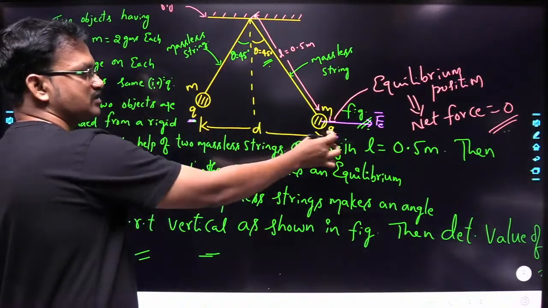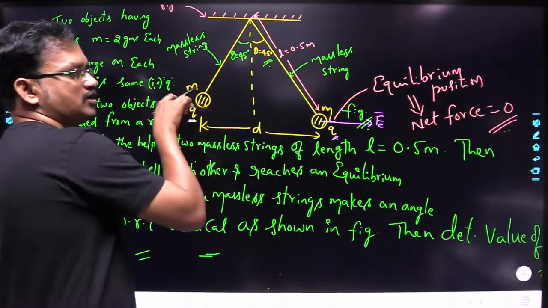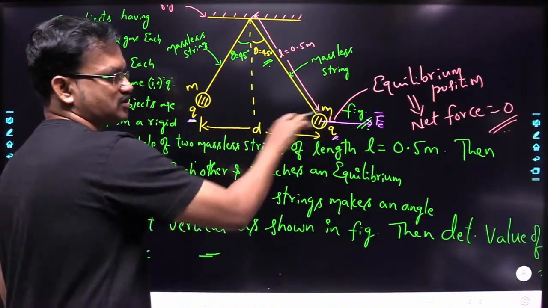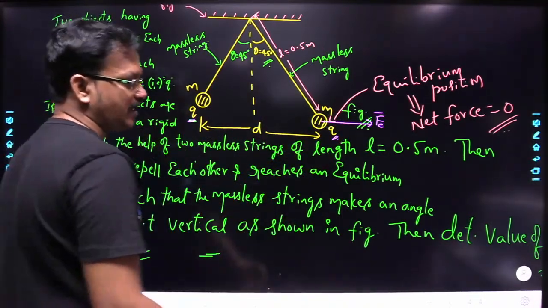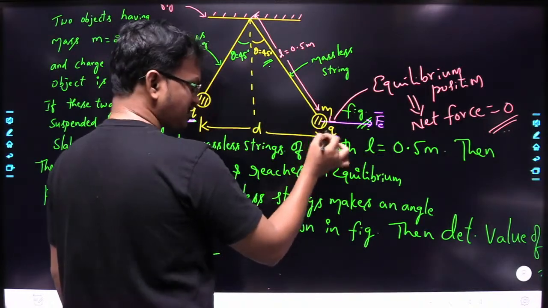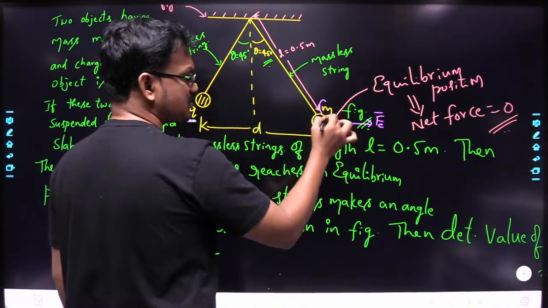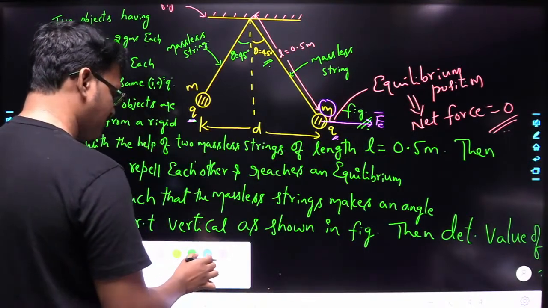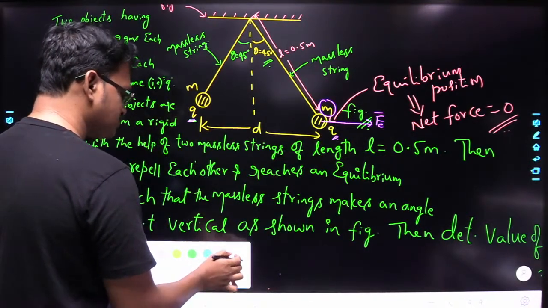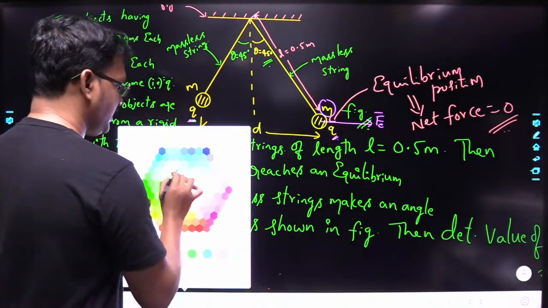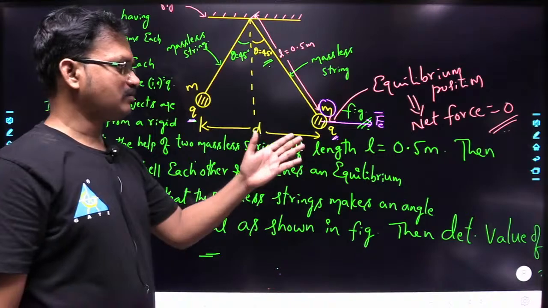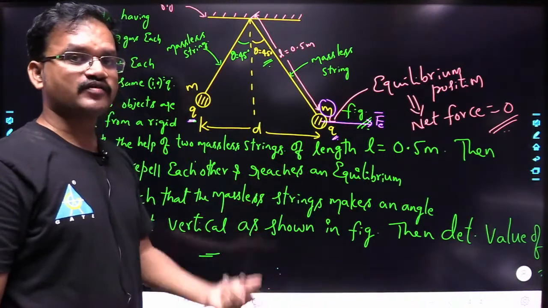So the force on this charge q due to this one is going to point in this direction, that is along the line joining these two charges, right? Next, if you observe, this object has mass m. So whenever an object has mass m, it is going to experience a gravitational field force. Yes or no? Any object having mass m is going to experience a gravitational field force.